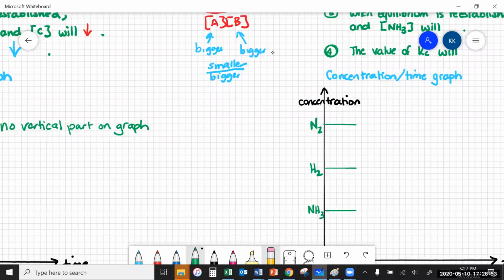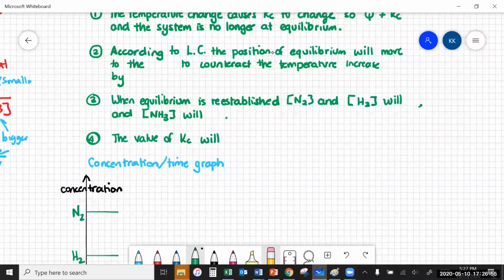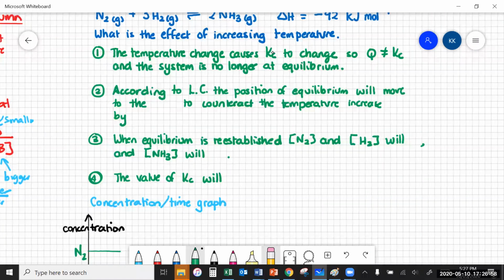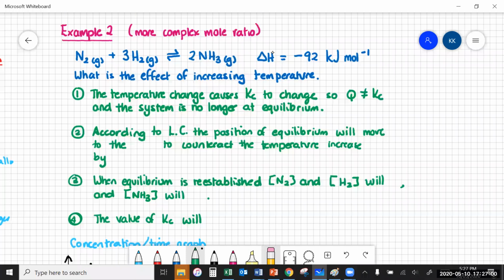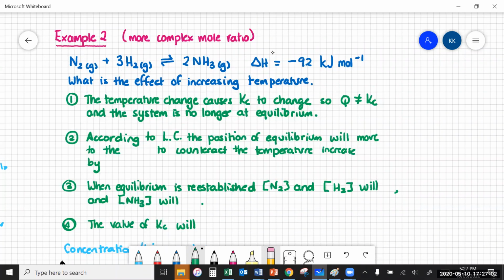Let's look at our Haber process. We're looking at some actual data now. Nitrogen and hydrogen in equilibrium with ammonia. Delta H is minus 92 kilojoules per mole. What kind of reaction? Exothermic. Negative delta H. So that means I'm going to have heat here as a product of the reaction.